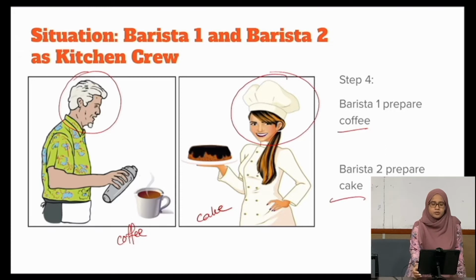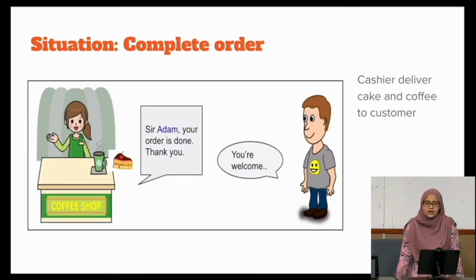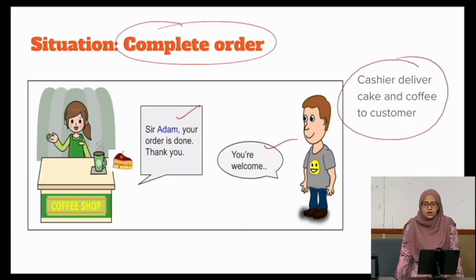Okay, after they prepared, they would send the order to the cashier as a sign of completion of the order, right? And then the cashier again comes into the conversation to say that, Sir Adam, your order is done. Okay, here you go, thank you, right? And Adam would get the order by himself, pick up by himself, and then he would say, you're welcome. Basically, in this situation, the cashier just delivers the cake and the coffee safely to the customer.